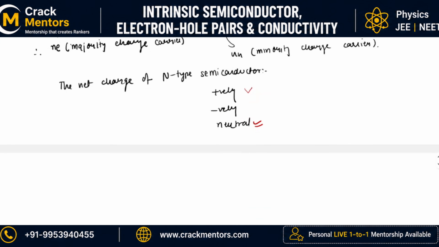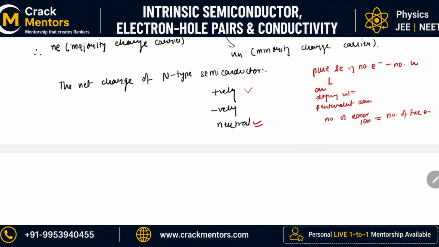Well, what was it earlier? Earlier it was a pure semiconductor. Since it was pure, the number of electrons was equal to the number of holes. On doping with a pentavalent donor, the number of donor ions that has been created is equal to the number of free electrons. So earlier the positive and negative charge was balanced, and now also the positive and the negative charge are balanced. Due to this balancing, you will find that there is no net charge on the semiconductor. The semiconductor remains neutral. I hope that is clear.